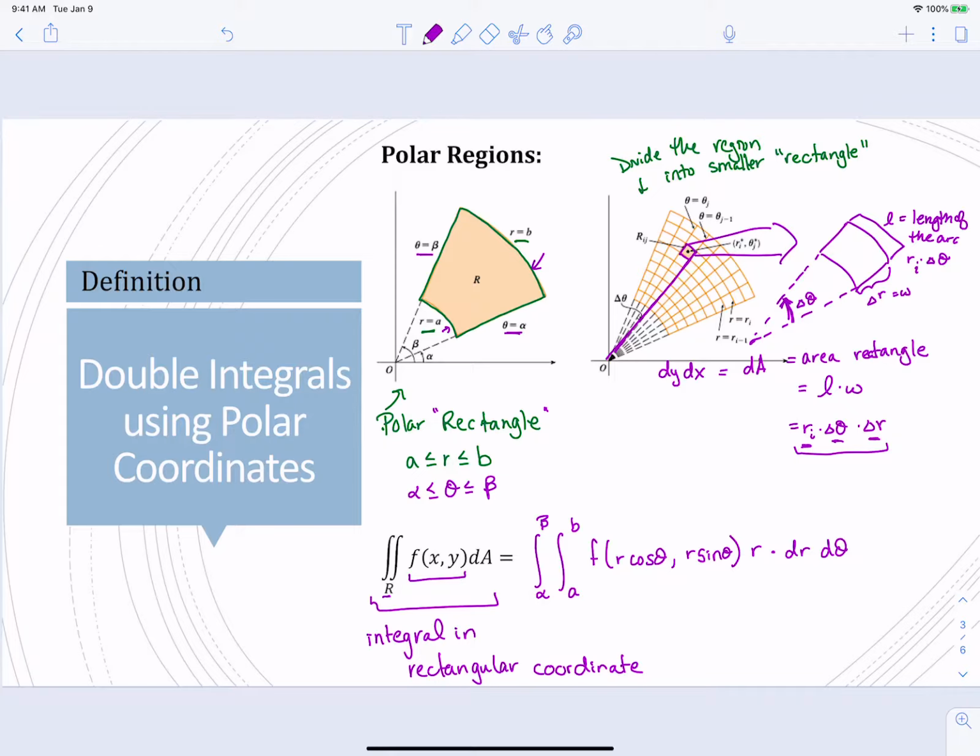So when we change from rectangular to polar, the big thing that's going to change is that your limits of integration are going to change. Your function's going to be in terms of r and theta, and our differentials there on the end, our dx dy, are going to change into r dr d theta.